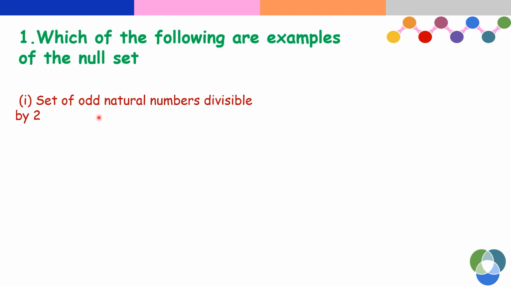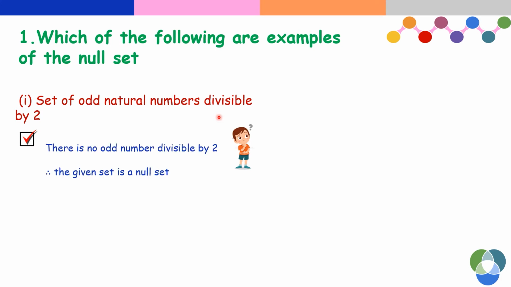Now look at the statement, odd natural number divisible by 2. Will any odd number be divisible by 2? Not at all, am I right? So there is no odd natural number which is divisible by 2. Therefore, we cannot write any elements in that set. It is a set only, but we cannot write any element in the set. So A is equal to a null set. Okay, so it won't have any elements.